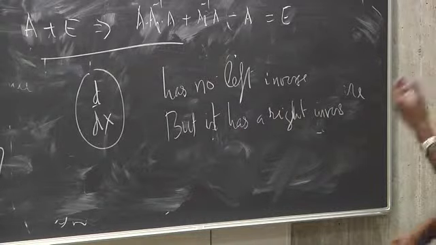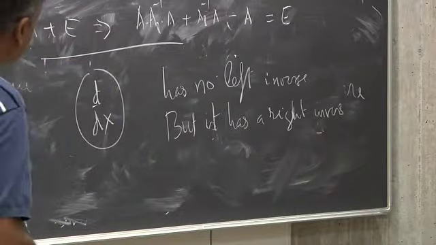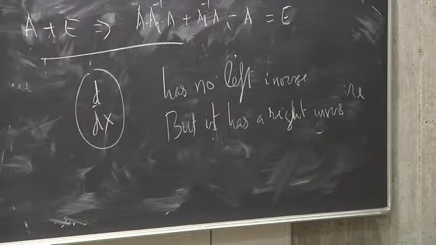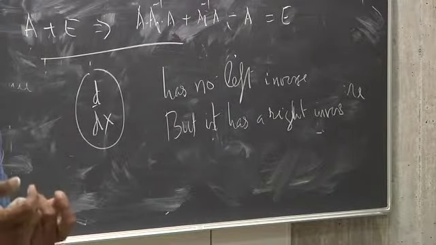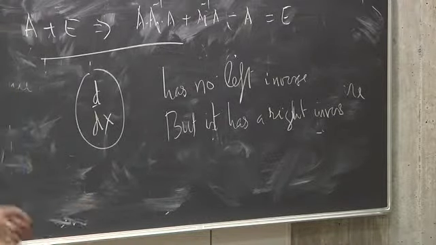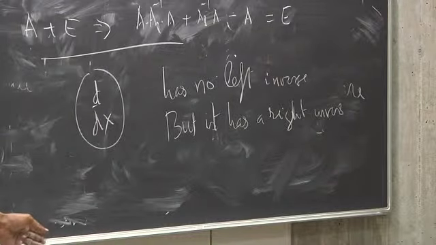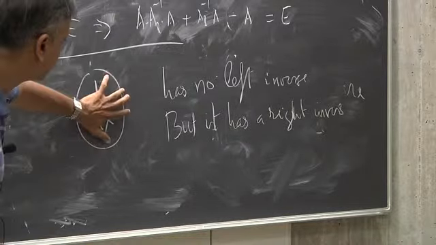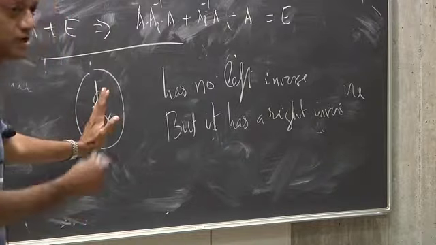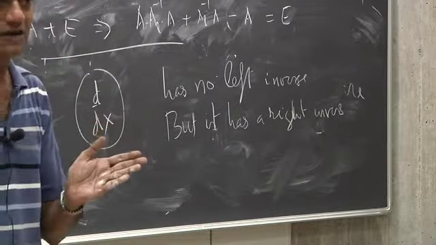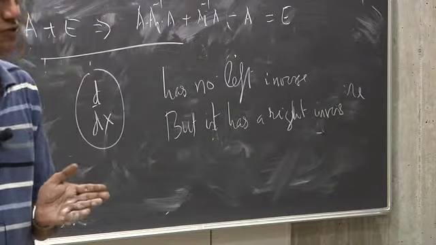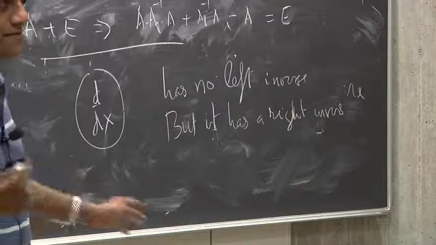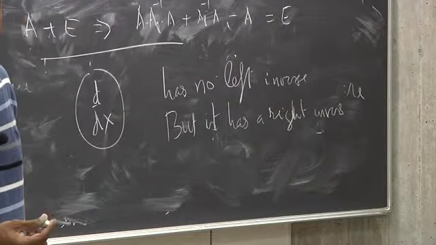To take the example, d by dx is acting on the set of all functions. Take a particular case, a constant function. d by dx acting on that will be 0, and any operator acting on 0 will again give you 0. So there is no left inverse, because if the left inverse of this operator existed, then that multiplied by this should have been identity. But identity acting on a constant function should give you again a constant function, not 0. So that implies that a left inverse of this operator doesn't exist.